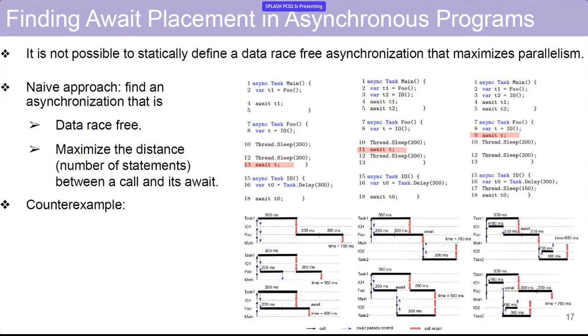Now, if we also take this case and look at the other program, and we place the await in the middle, we will get an execution of 850 milliseconds. However, if we place it directly after the call, we get a faster execution of 700 milliseconds. So here we have a counterexample showing that the distance doesn't give us the criterion of maximum parallelism.